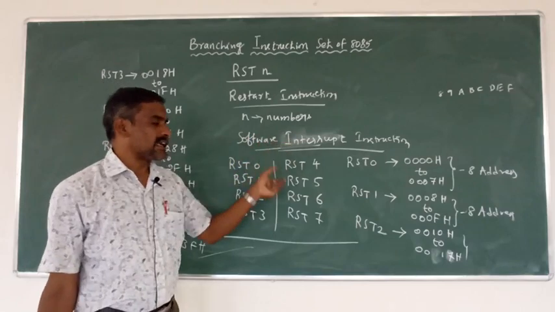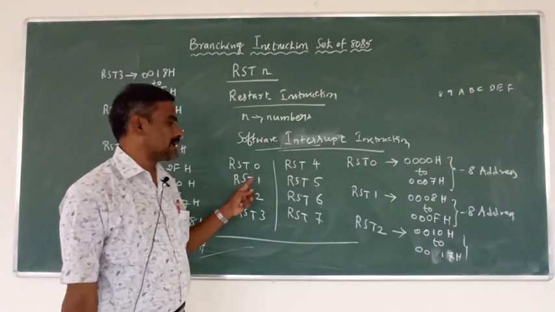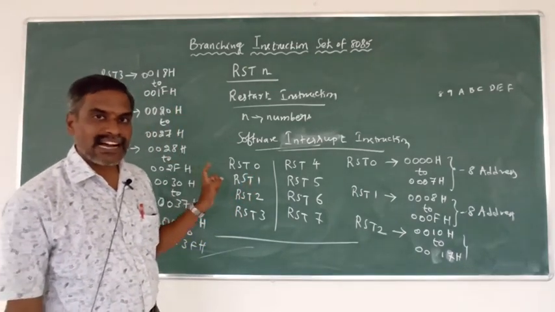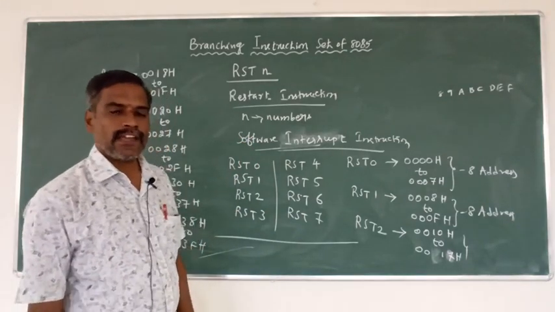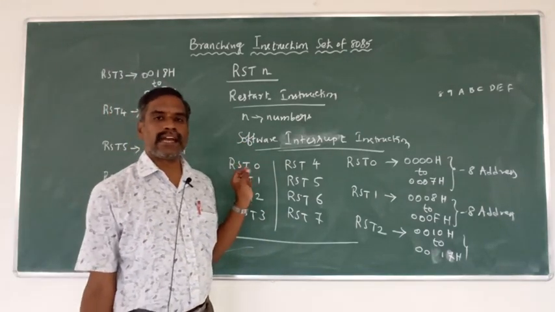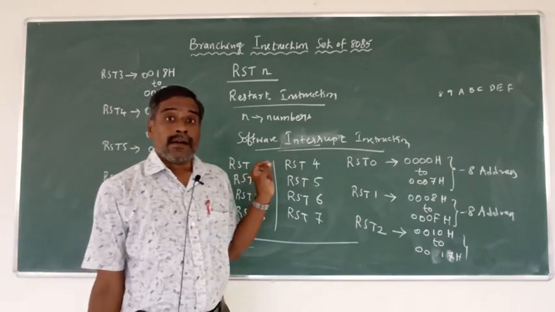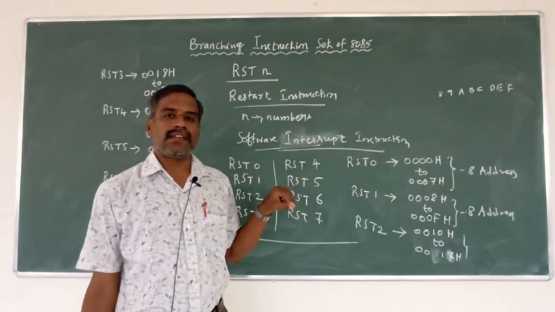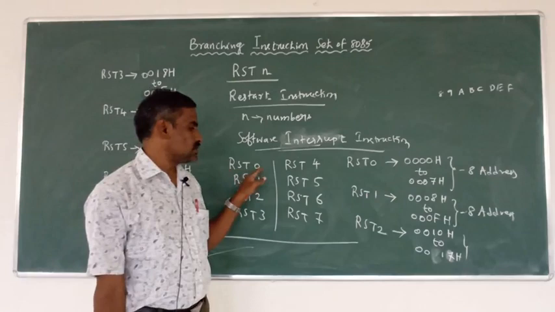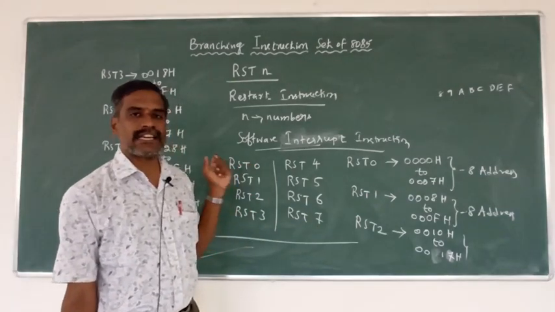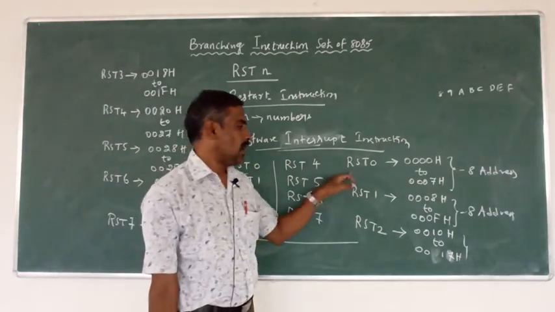restart software interrupt instruction. In total, 8 restart instructions are available. This is for the software interrupt instruction. This is a fixed memory address location, designed by the Intel processor. RST0 to RST7, each instruction consists of 8 address locations. It is a fixed memory.